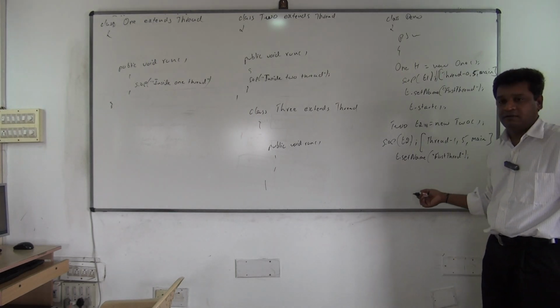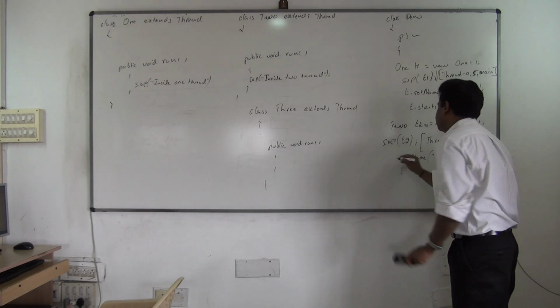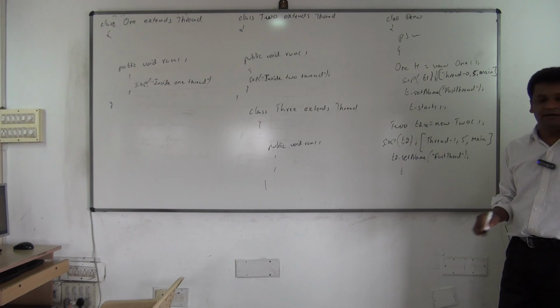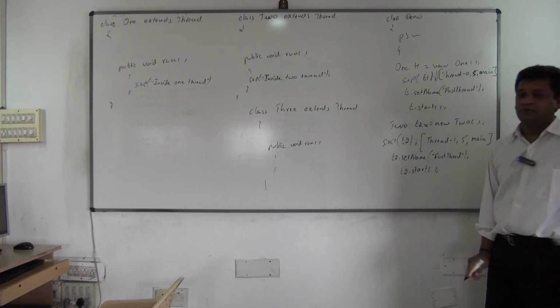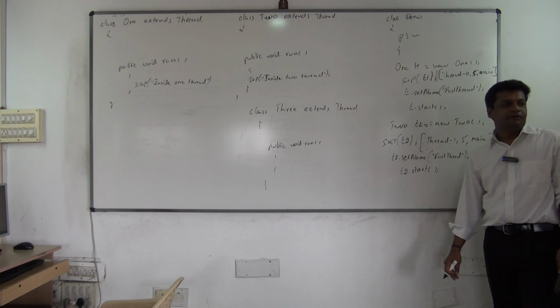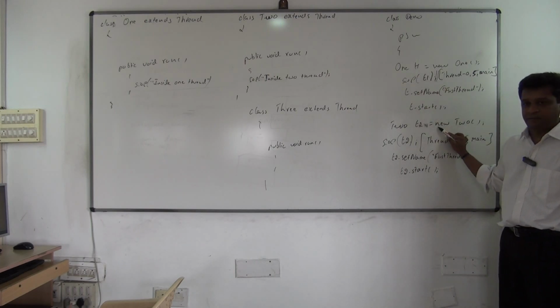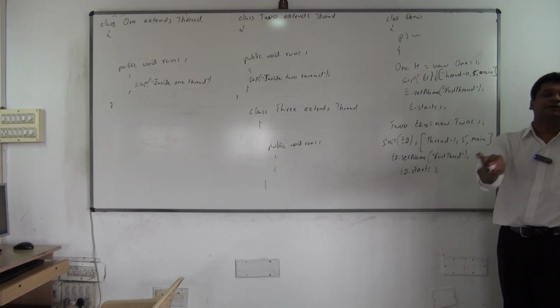Next, you have to call start. Otherwise, only the thread object has been created. You have to say T2 dot start. Now the thread will move into runnable state from new state. Here it is in new state, here it is in new state. When you call start, it will move to runnable state. From runnable, it will move into running now.